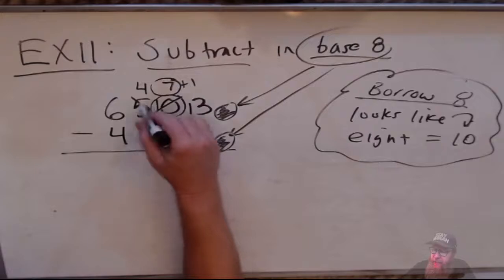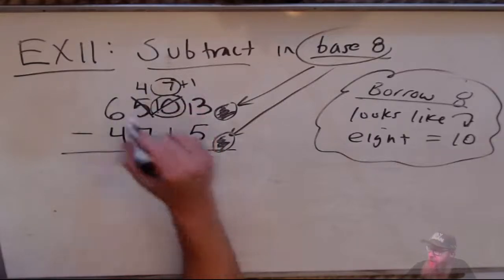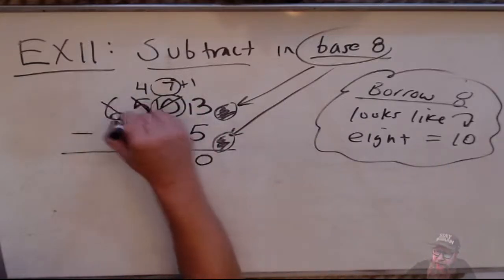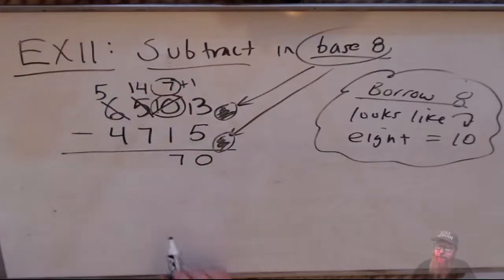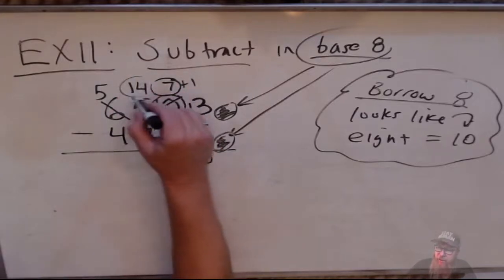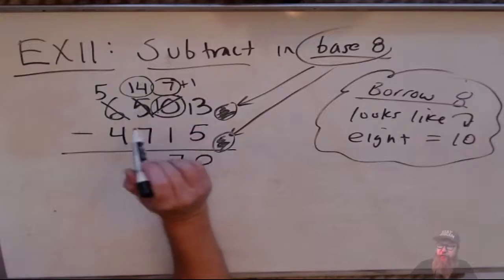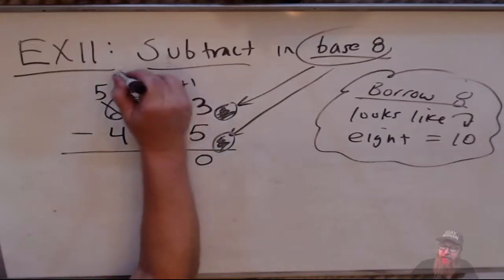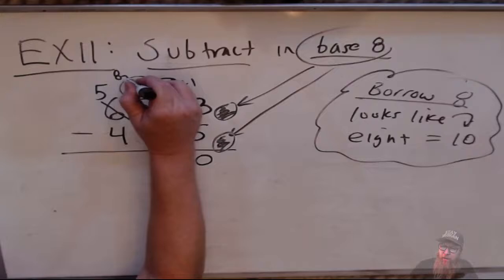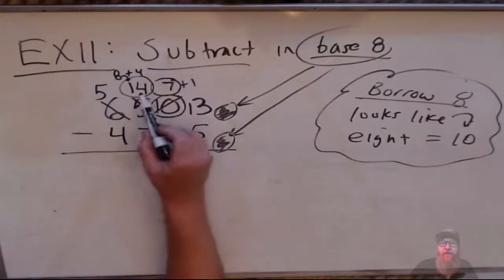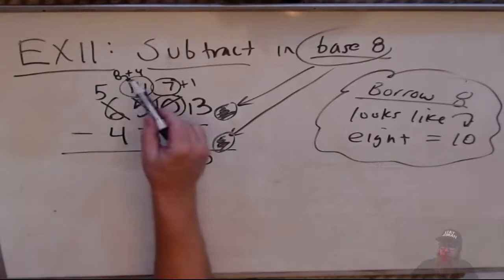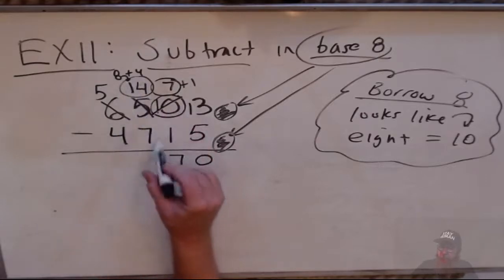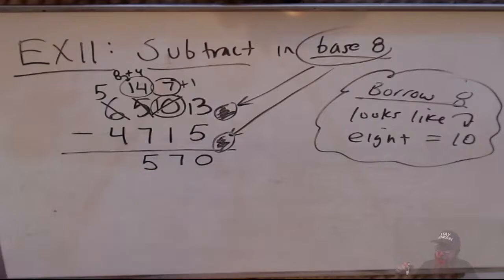4 minus 7. We cannot subtract 7 from 4. So we're going to borrow 8. But it looks like a 10. So this number looks like 14, but it's actually 12. Because this is like 8. This 10 means 8 plus 4. So the number that looks like 14 is actually 12. So in your mind, you're thinking 12 minus 7. 12 minus 7 is 5.